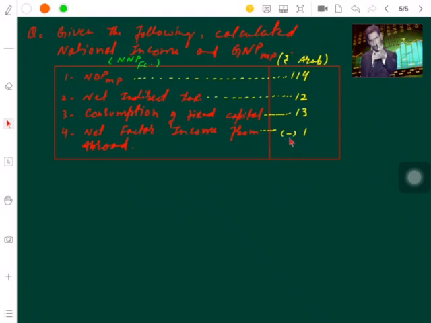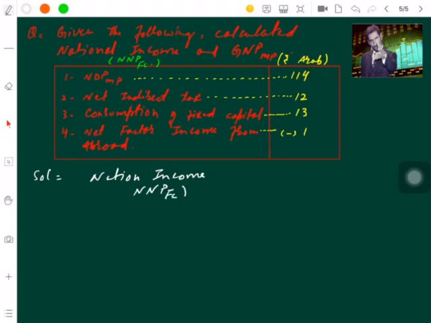See how minus is being put. You have to indicate minus in the brackets. Follow the proper format. The proper format will fetch you proper marks. So how to do this question? Let us make the solution for this question. First, we will calculate national income.